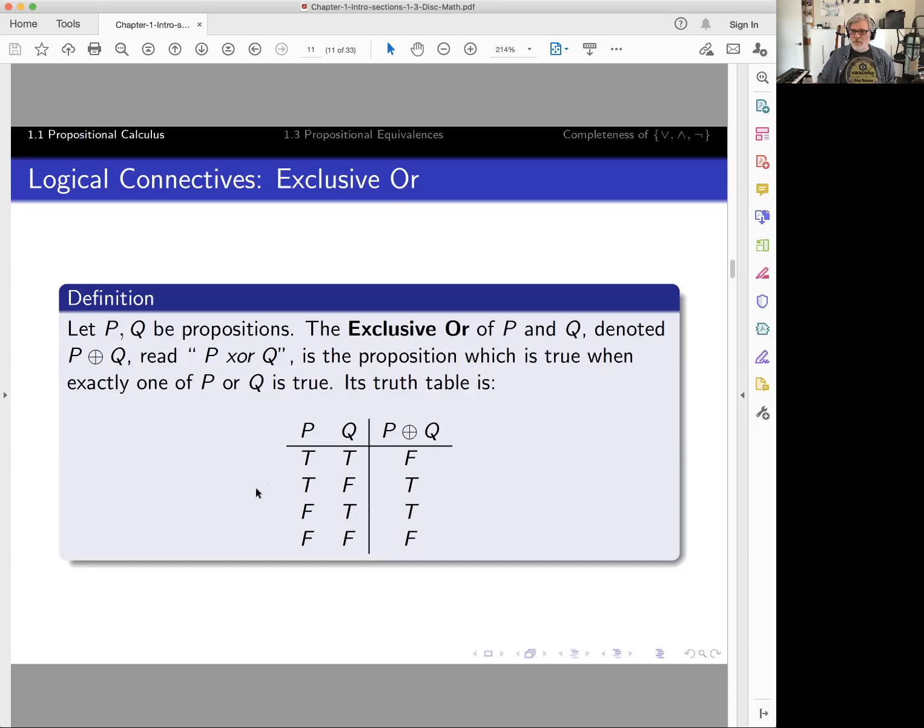So we define this object, this beast, this way because we feel like it, because it's useful. Okay, so that's the exclusive or.